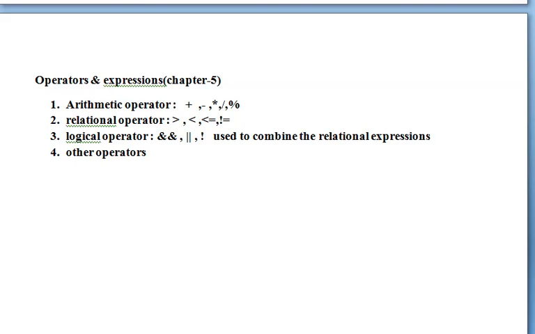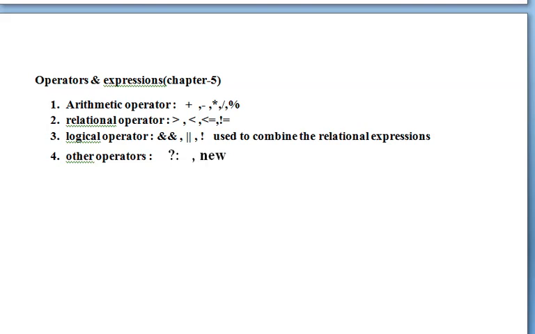Next, other operators. There are some other operators which we will be learning in our upcoming lectures. One is the ternary operator, that is a conditional operator. You can see a question mark and a colon sign. This is a conditional operator. This is a shorthand notation for if else, and it is also known as the ternary operator.